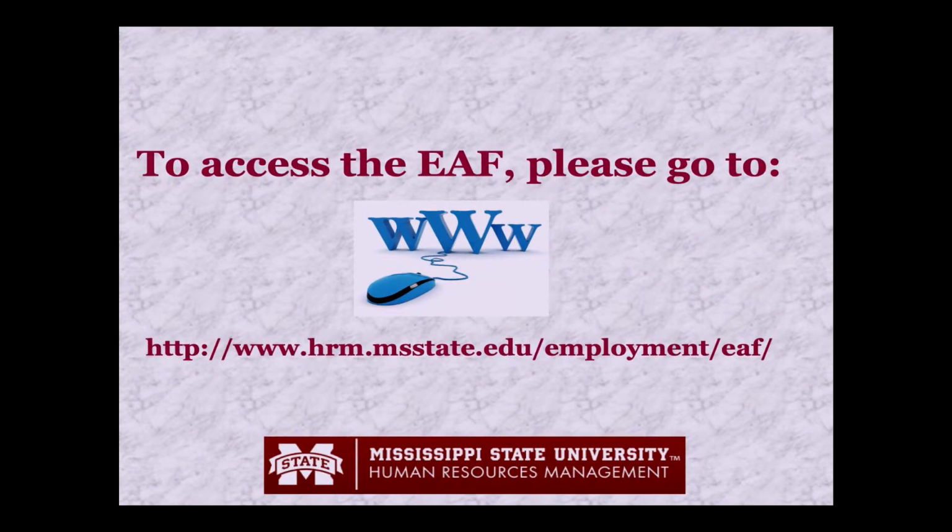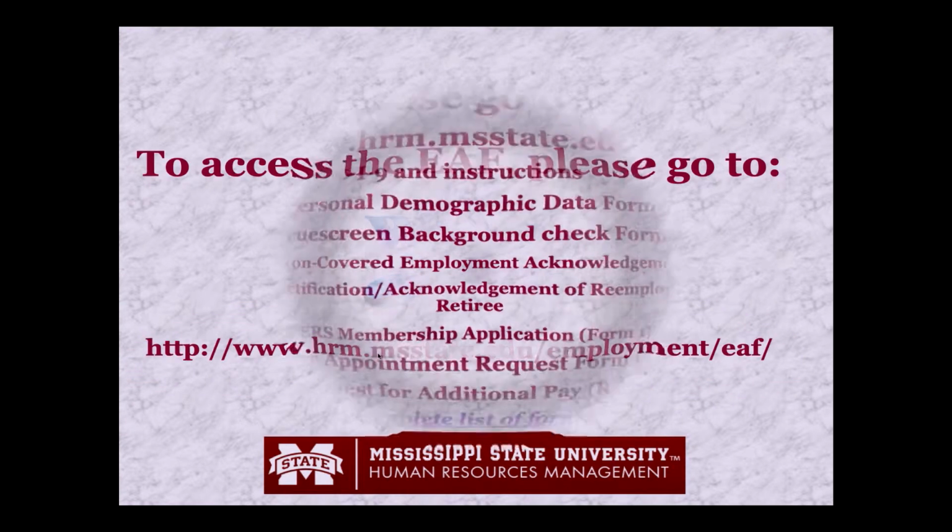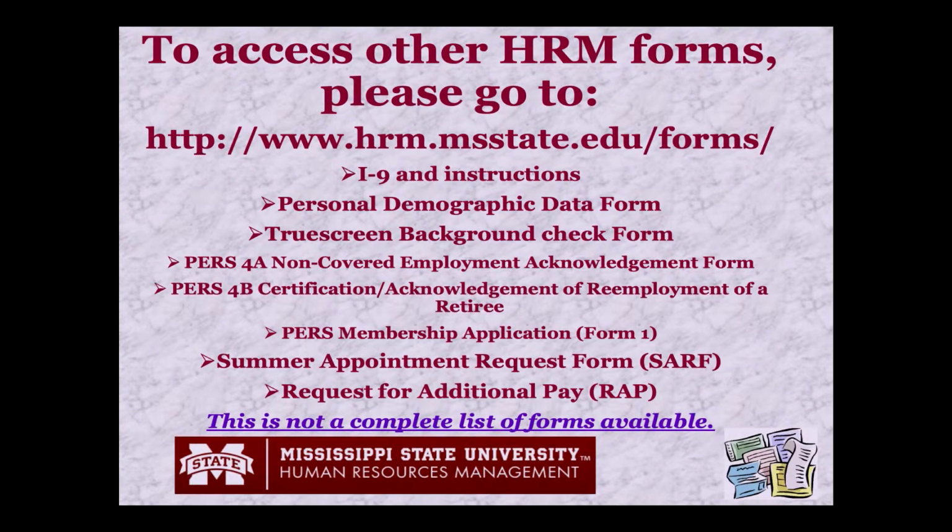To access the Employment Action Form, please go to HRM's website. Other HRM forms are also on our website under Forms. These are some of the forms that are there: the I-9 and instructions, the demographic data form, the TrueScreen background check, the PERS 4A, 4B, and Form 1, the SARFs, and the RAPs. This is not a complete list of the forms available. They're all listed under there if you go to our website.